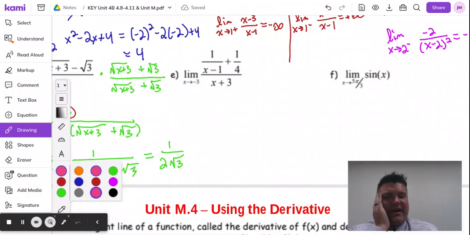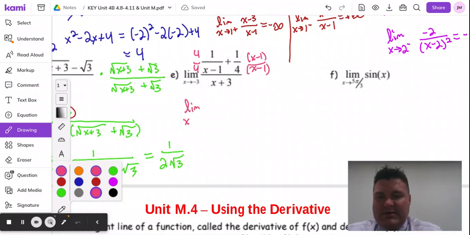Next one right here, can't factor. No conjugate can help us here because we have fractions. What we're going to do is make one big old fraction on top and then on bottom. So to do that, I'm going to multiply this fraction by 4 over 4 and this fraction by x minus 1 over x minus 1 to give me one big old fraction on top. So this is going to be the limit as x approaches negative 3.